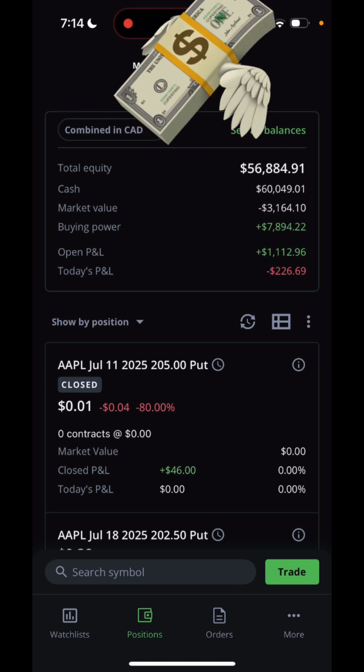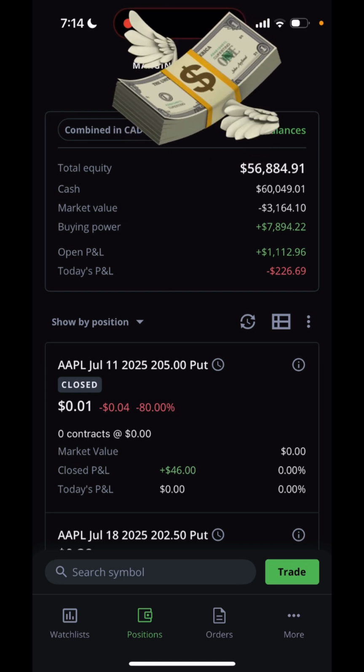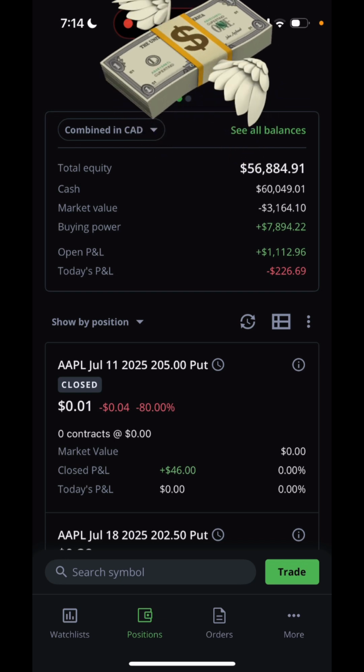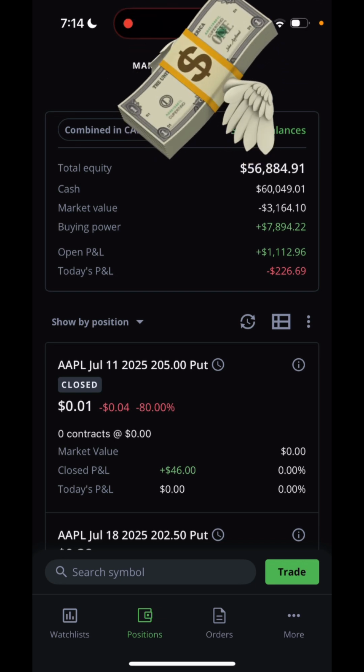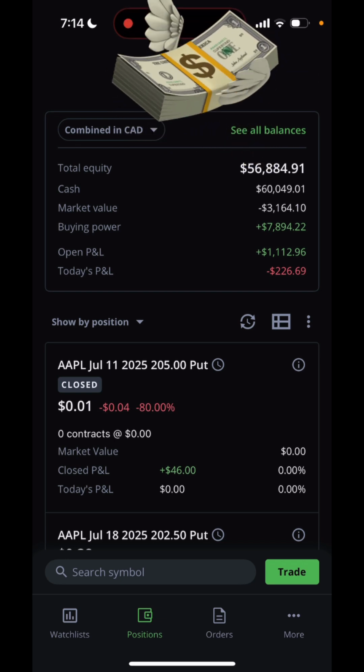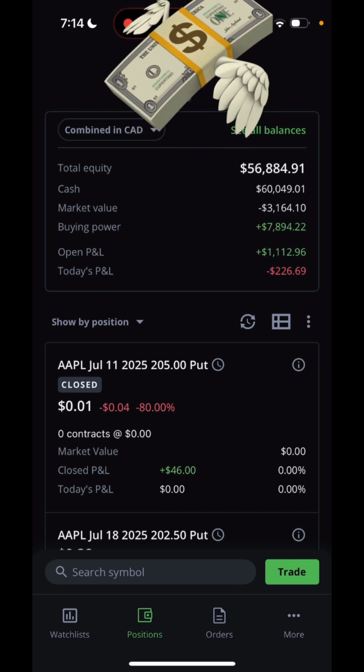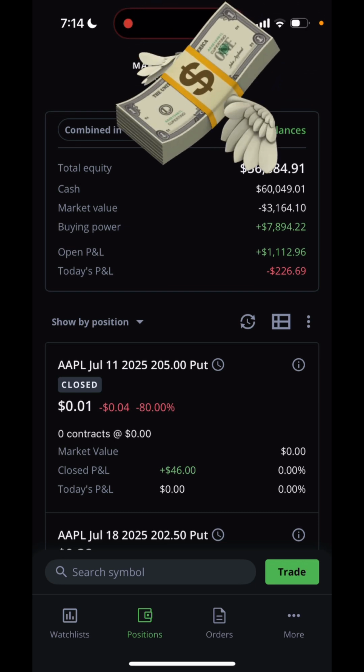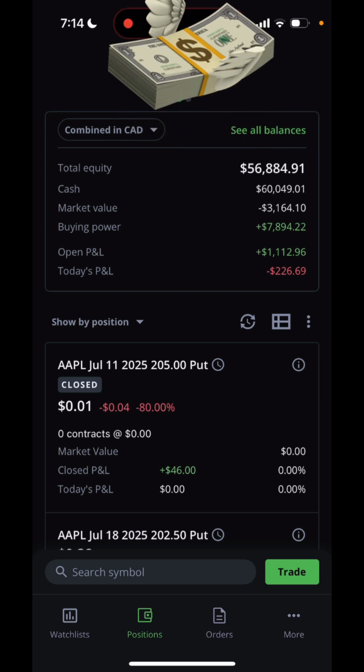total equity. It shows up as like 57,700, for example. So that's what I saw today. The moment it closes, the balance just drops. So I'm not sure what the calculation is, but let's just say our total equity is what it shows right now, $56,884.91.